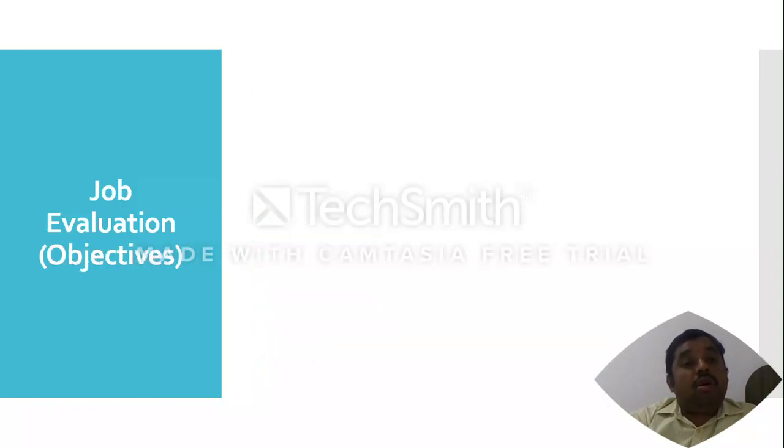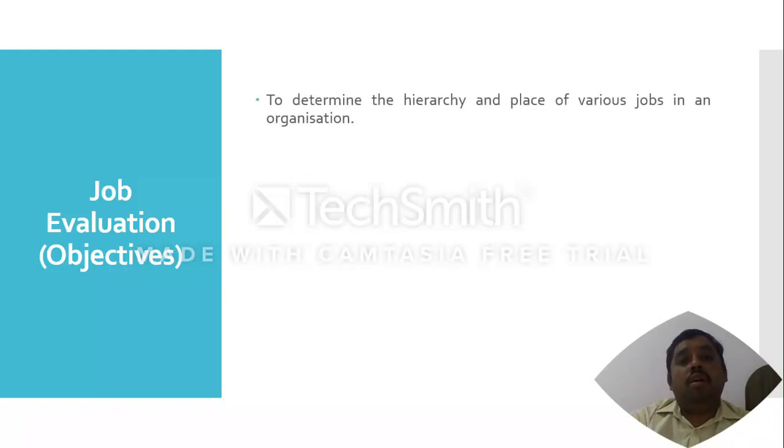The next concept tells all about the objectives of job evaluation. Why do you do job evaluation, or for what reason? It says this clearly in the objectives. The objectives include determining the hierarchy and place of various positions, the flow of the organization. The flow of the organization is very important, because the need or required position in the organization plays a vital role in job evaluation.